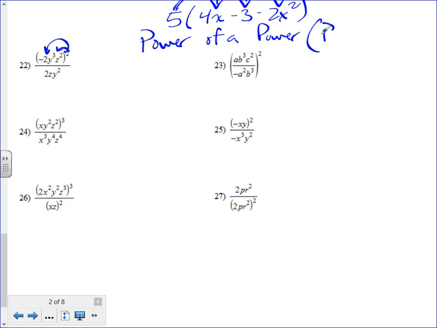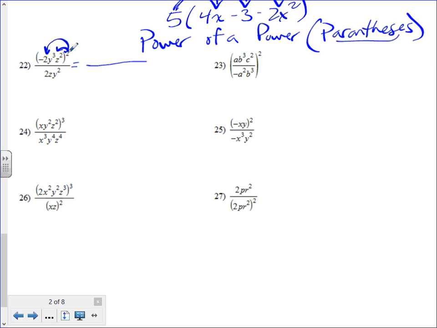And you can always tell you have a power of a power because it'll be in parentheses. So you see how there's parentheses here and then an exponent outside? That means it's a power of a power. And when we do that, we multiply exponents. So watch what I do here.